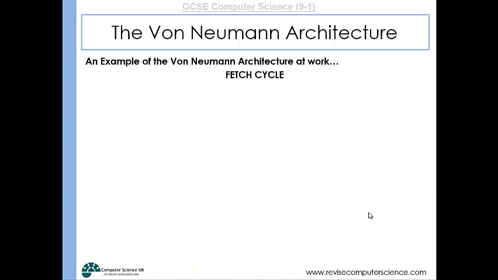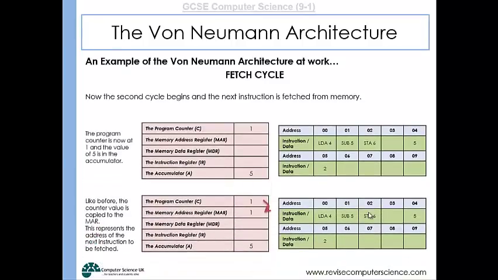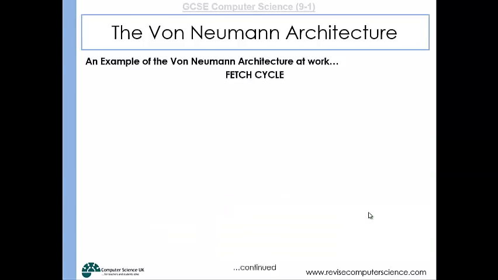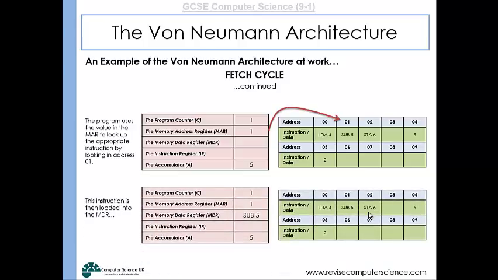So now let's have a look at the second fetch, decode, execute cycle. Because the program counter is now 1, that value is passed into the memory address register, so the CPU knows to look in address 01. So it sends a request to the RAM for the data in address 01, and it passes that request along the address bus. The RAM responds by sending back the instruction in address 1, which is SUB 5, to the memory data register. And again, because it's an instruction, that is moved into the instruction register.